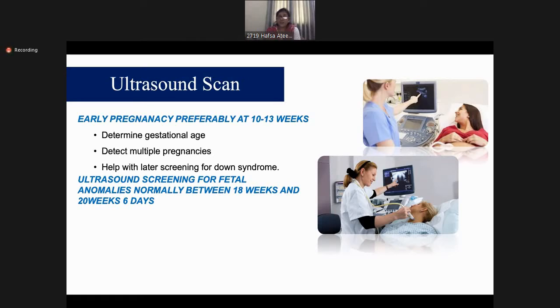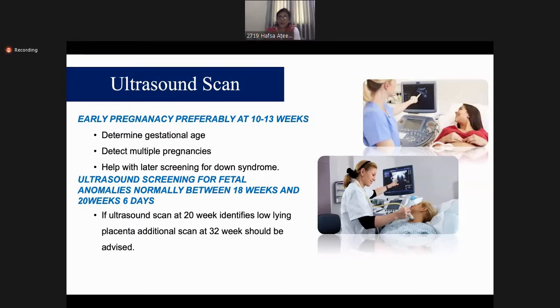Ultrasound screening for fetal anomalies is normally done between 18 weeks and 21 weeks of pregnancy. If the ultrasound scan at 20 weeks of pregnancy identifies a low-lying placenta, then an additional ultrasound is required at 32 weeks of pregnancy. So these are all clinical steps which are required. That is a dating scan, followed by an anomaly scan between 18 to 21 weeks. Then, if the 20-week ultrasound shows a low-lying placenta, repeat the scan at 32 weeks because it may migrate up and may not remain a low-lying placenta or a placenta previa, which is dangerous and which may bleed during pregnancy.